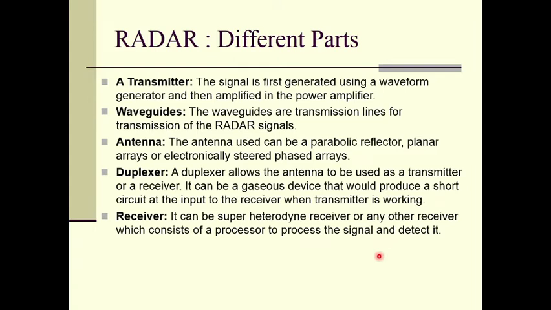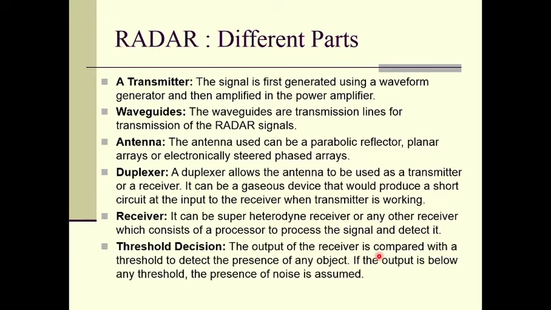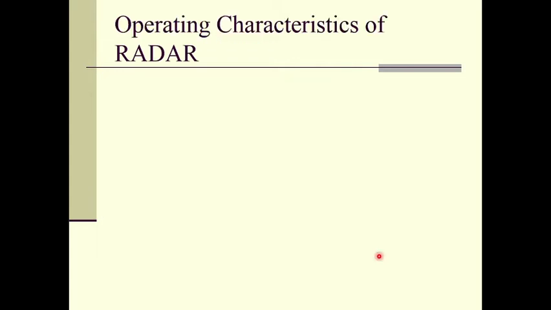So, the receiver can be a superheterodyne receiver or any other receiver which consists of a processor to process the signal and detect it. Threshold decision. The output of the receiver is compared with a threshold to detect the presence of any object. If the output is below the threshold, the presence of noise is assumed, right? So, there will be some threshold set in terms of the echo signal, right? We may be receiving some echo signal back scattered by different objects in the atmosphere, maybe trees and mountains and everything, right? Therefore, some threshold is set, and beyond the threshold, if we receive the signal, then we can say there is a target, otherwise we can say it is noise, right?